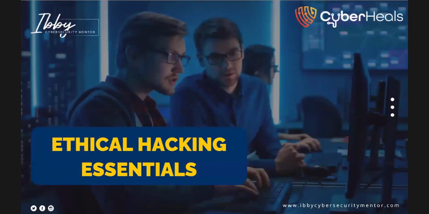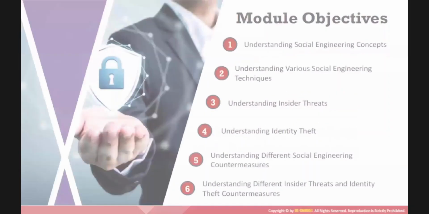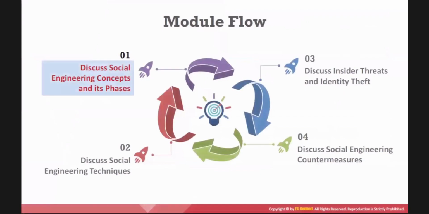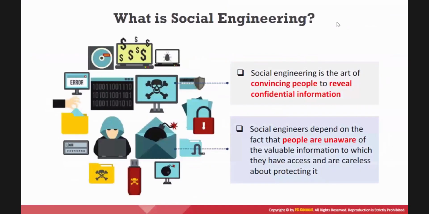We are into the fifth module, social engineering techniques and countermeasures. Okay. So what is social engineering? To be short, it is hacking the human mind itself. Using social engineering techniques, we can easily retrieve any information or any sensitive information which we want. Social engineering is an art of convincing people to reveal their confidential information. That is what we call social engineering.